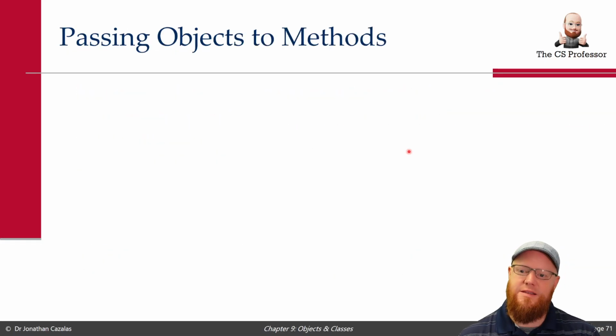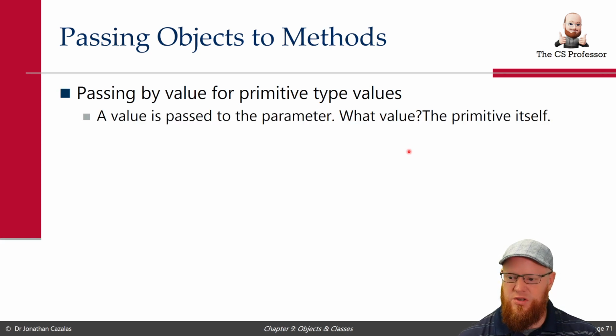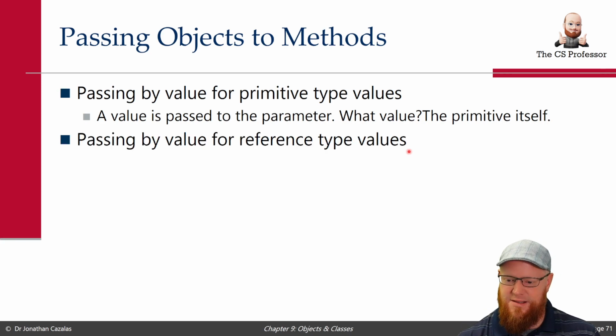We are making great time. We have 2 more major concepts and 1 smaller thing. Passing objects to methods. We've seen passing by value for primitive type values: what value is actually passed as a parameter? The primitive value itself. So when we send an integer to a method, we're actually sending over that int itself.